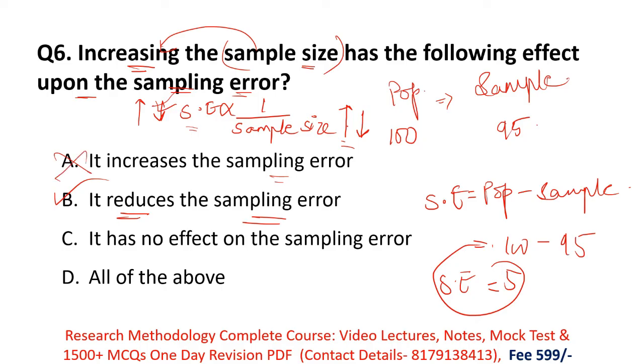So here option A is incorrect, and option C, it has no effect on the sampling error, which is obviously incorrect, because there is a relation between sampling error and sample size. So remember, always sampling error is inversely proportional to sample size. Okay, so for this question here option B is the right answer. It reduces the sampling error.